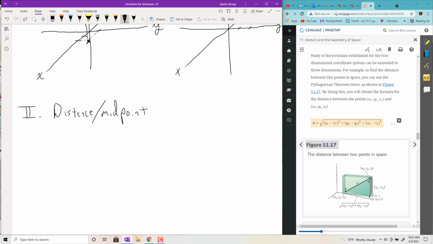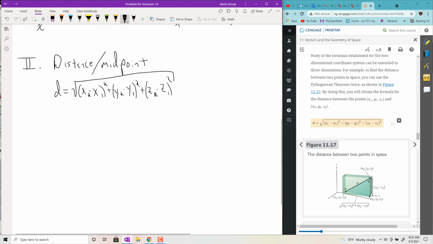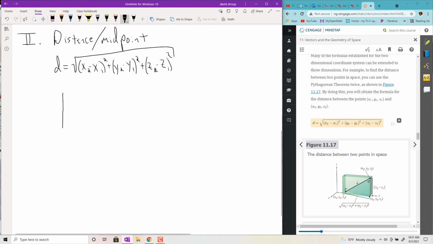So again, the distance formula: d is the square root of x2 minus x1 squared plus y2 minus y1 squared plus z2 minus z1 squared. And like I said, you could pretty much use the Pythagorean theorem to get your hands on it. So here's our three-dimensional space again. Let's put a point here in the xy plane, and our actual point is right here. And you see it forms a right triangle.